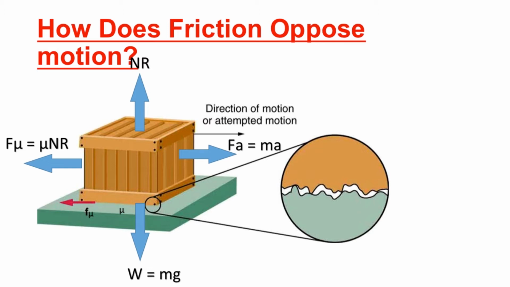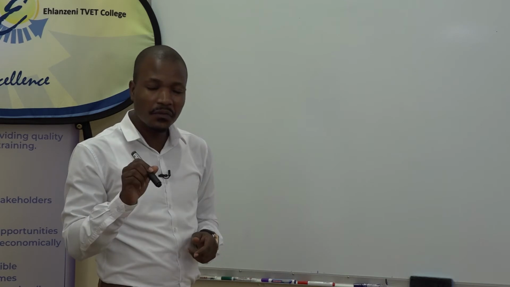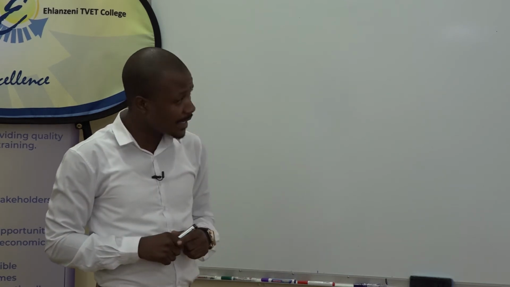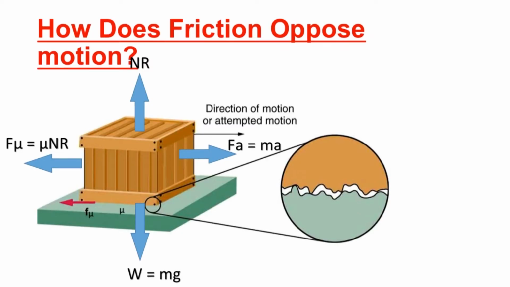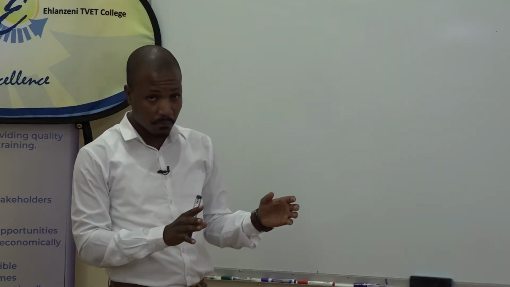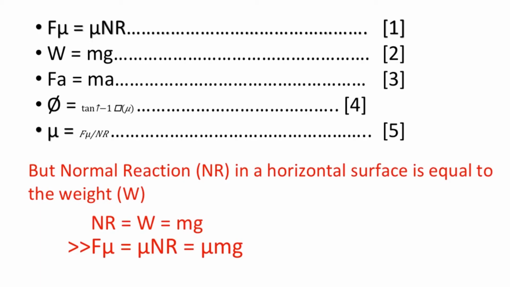The normal reaction: since this object is placed on a horizontal surface, this means that the normal reaction, or rather the reaction force that acts upon that particular object, will be equal to the weight of that object. So in all cases, in all objects which are placed on a horizontal surface and are expected to move, these objects will be affected by such forces.